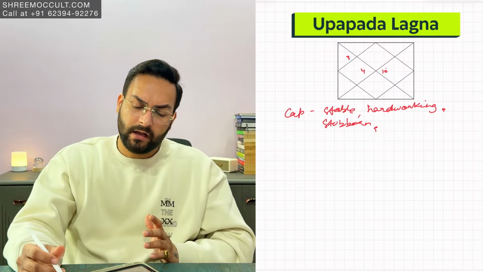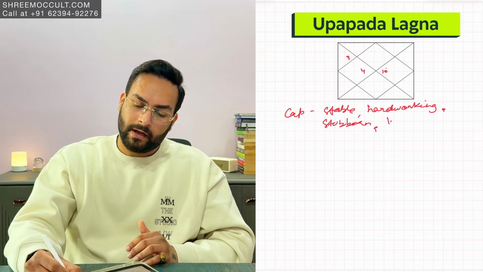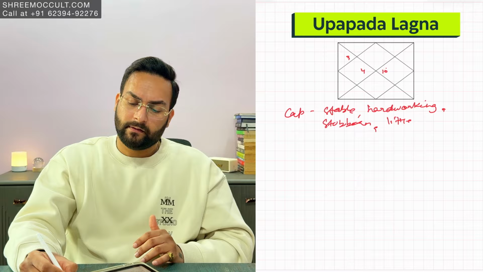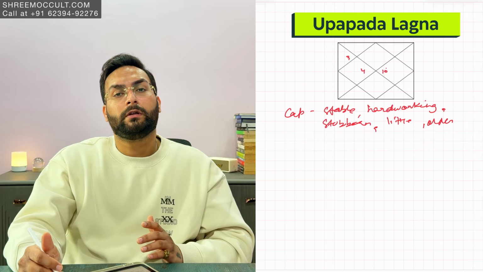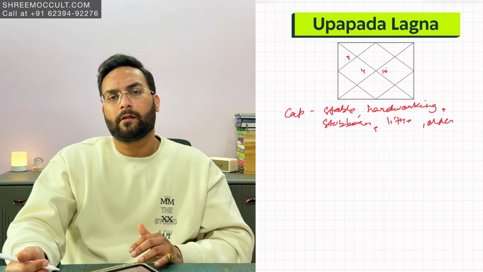Then the elements of Saturn are going to come in here, so they're going to be a little bit boring or serious type of personality. At the same time they can be older also, or if they're not older they will be a lot more mature for their age. So that is something that you can expect.